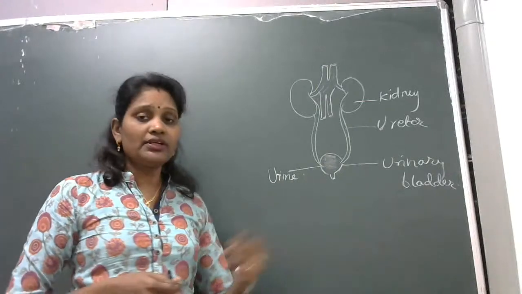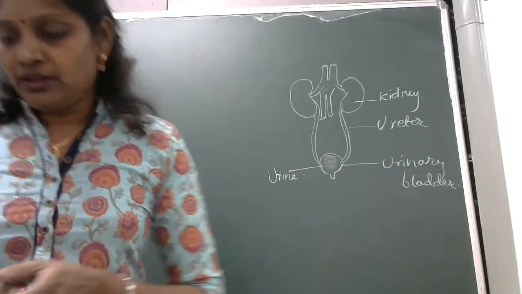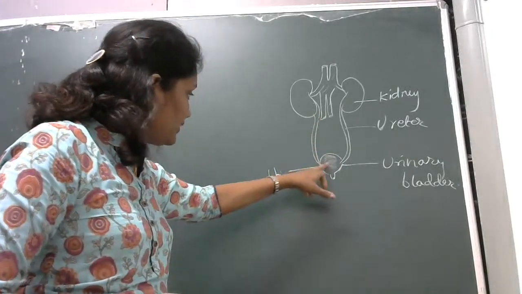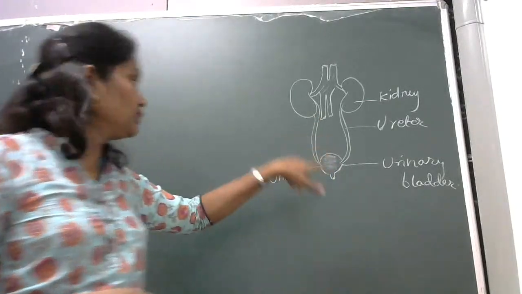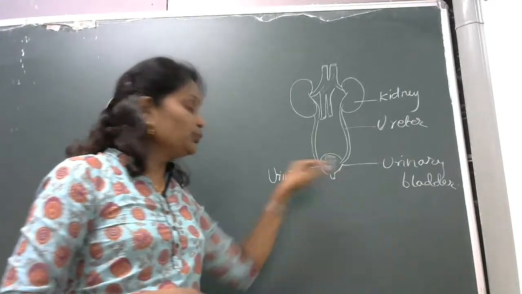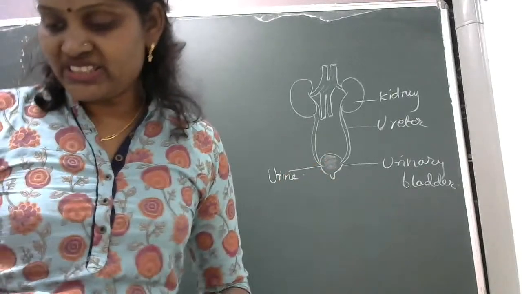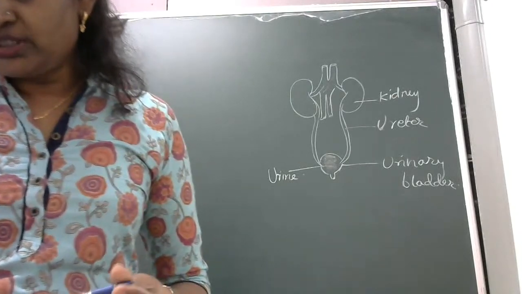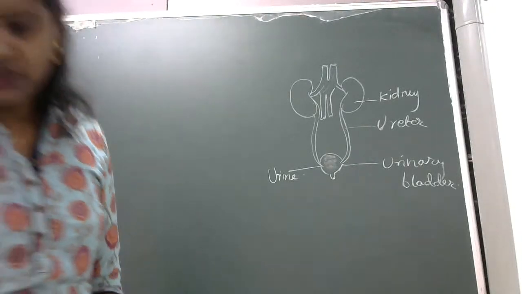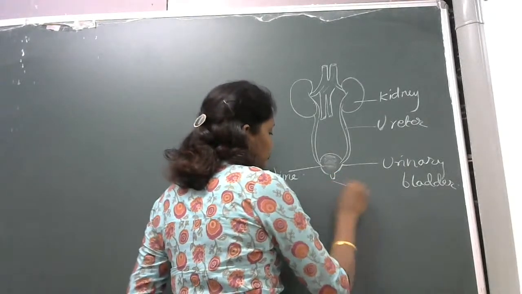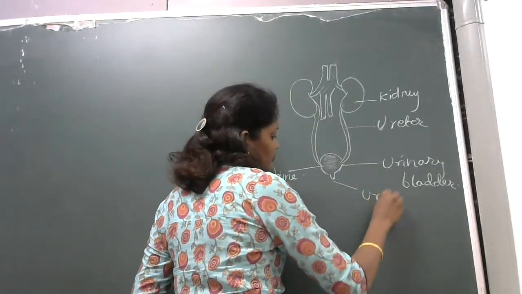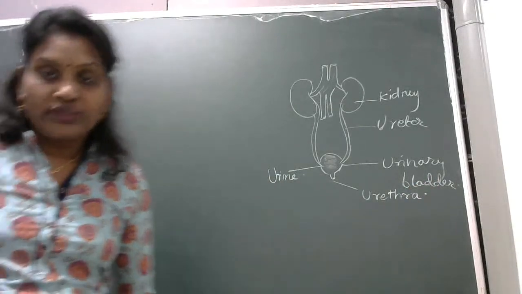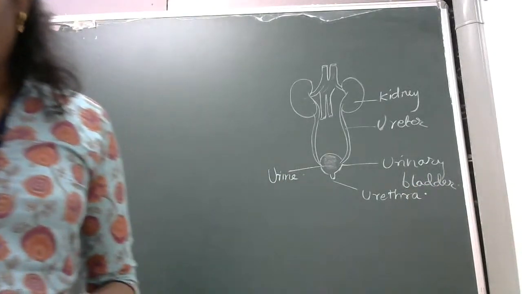Now here we can say that it is through the ureters that the urine goes to the urinary bladder. The urinary bladder contains the vest and the opening. The opening, a muscular tube-like structure, is called the urethra.